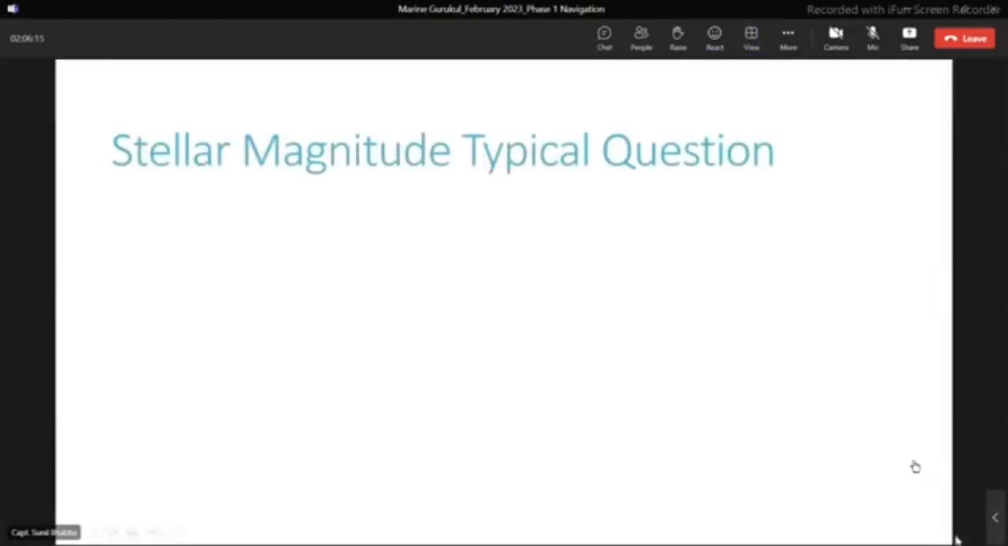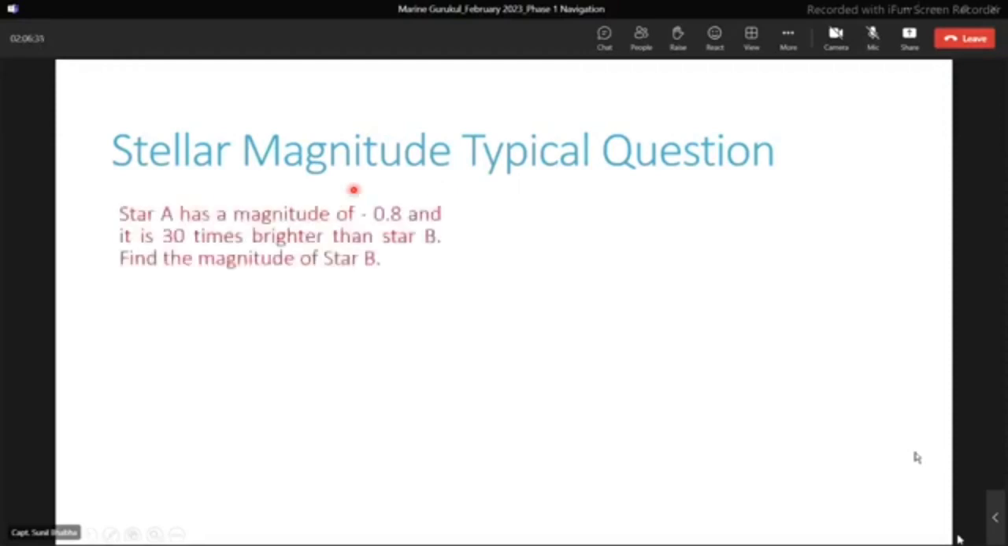Now the first concept which we are going to look into is the concept of stellar magnitude. Now we are aware stellar magnitude is basically a scale which gives us the apparent or relative brightness of different celestial bodies. Let's see the question. The question says star A has a magnitude of minus 0.8 and it is 30 times brighter than star B. Find the magnitude of star B.